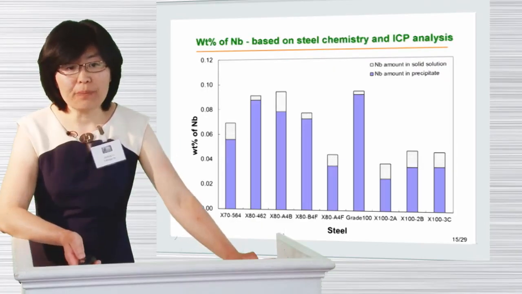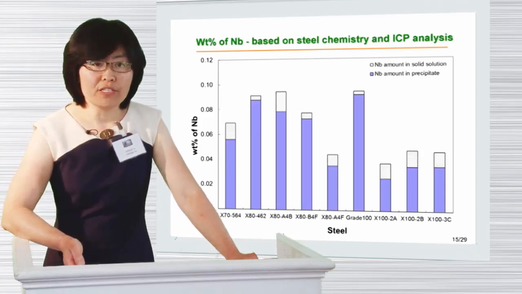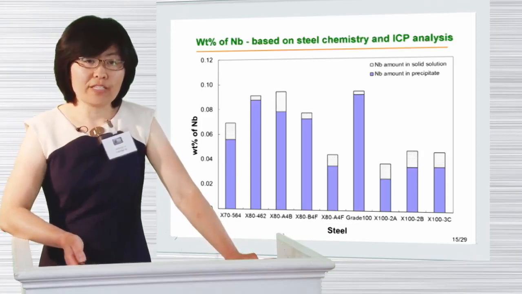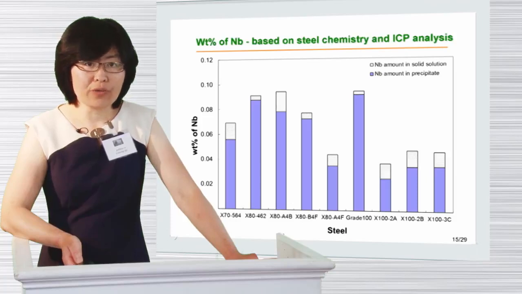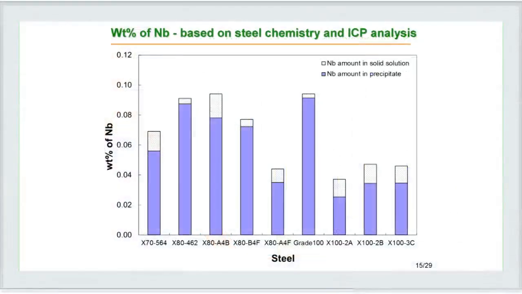And previously we mentioned that with the supernatant being removed, we will take it for ICP analysis to do the concentration analysis of the microalloy elements. Compared to the steel chemistry, we can get the mass balance for the microalloy elements.